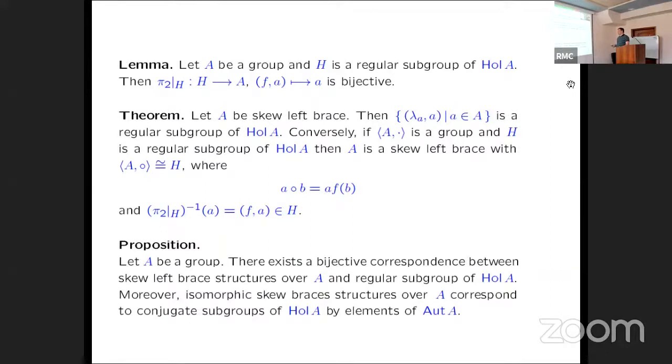And the proposition gives a classification of skew brace structures. Let A be a group. There exists a bijective correspondence between skew left brace structures over A and regular subgroups of the Holomorph. Moreover, isomorphic skew brace structures over A correspond to conjugate subgroups of the Holomorph by elements of the automorphism group of A.